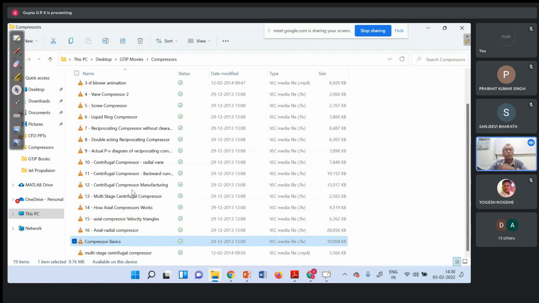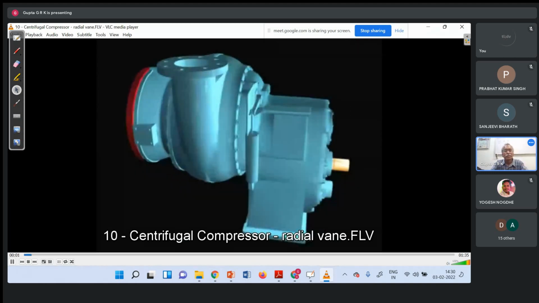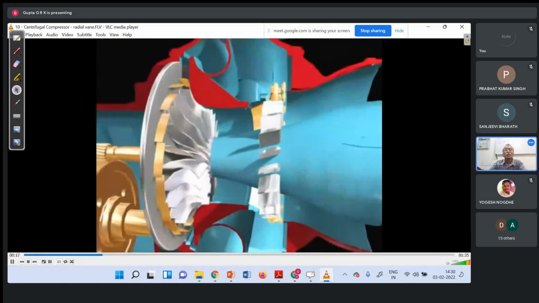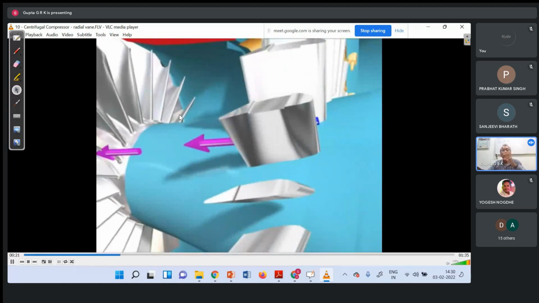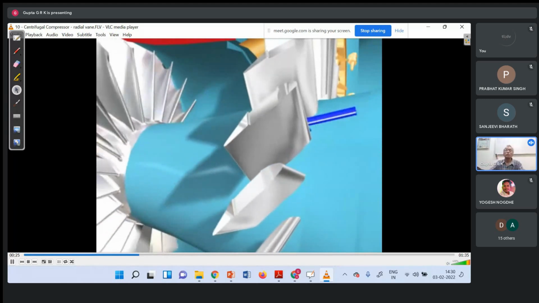Okay, just because I want to show how the veins look. Radial veins. So these are radial veins. You can see at the end and the tips it's almost radial. Previously it is bent like this. They are backward curved veins.